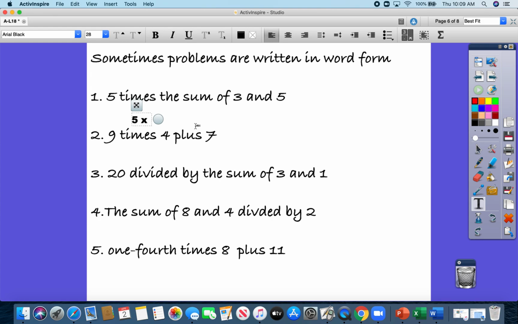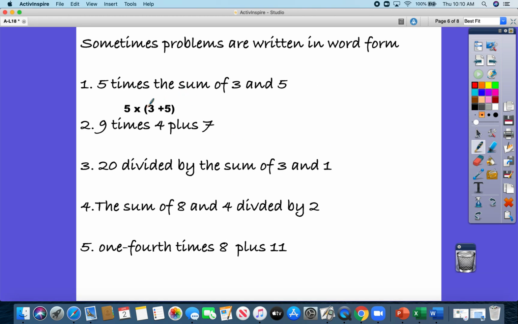Oh, that's one of my clue words. So that means that I must do it first. 3 and 5. I have to add that first, right? The sum of 3 and 5. Okay? So how did I figure out it needed parentheses? I realized that it was asking me to do this first. The sum of 3 and 5. I needed to do that first because sum is an answer clue word, right?